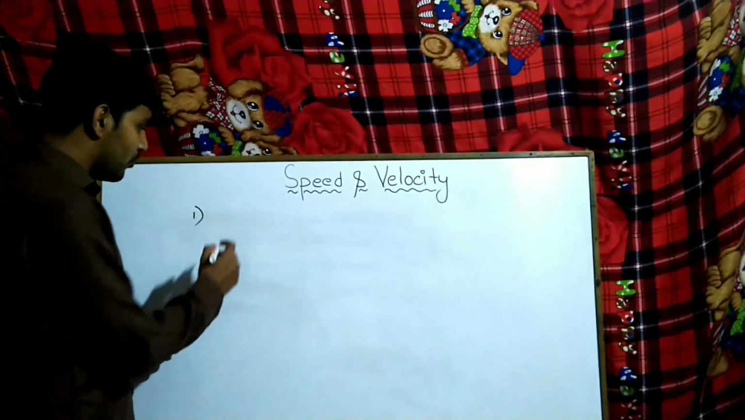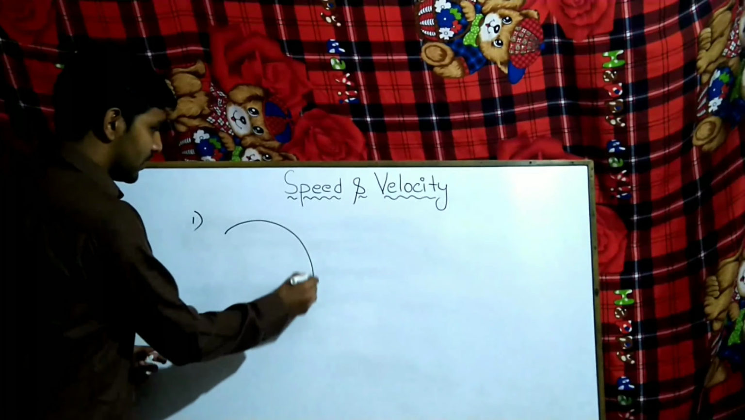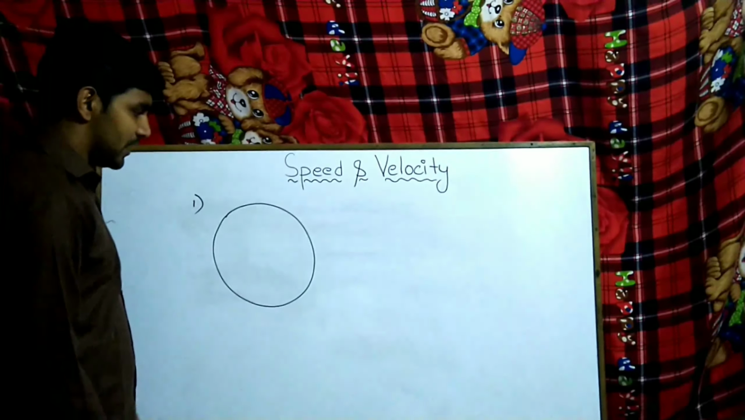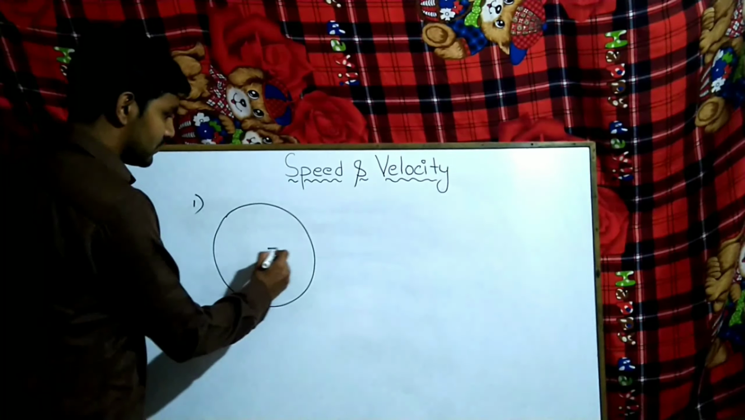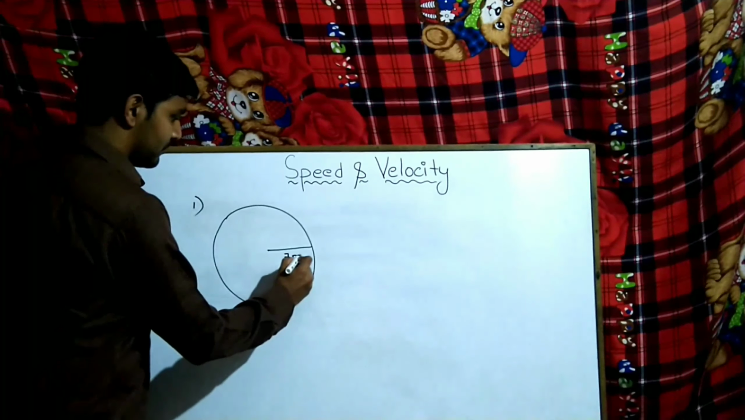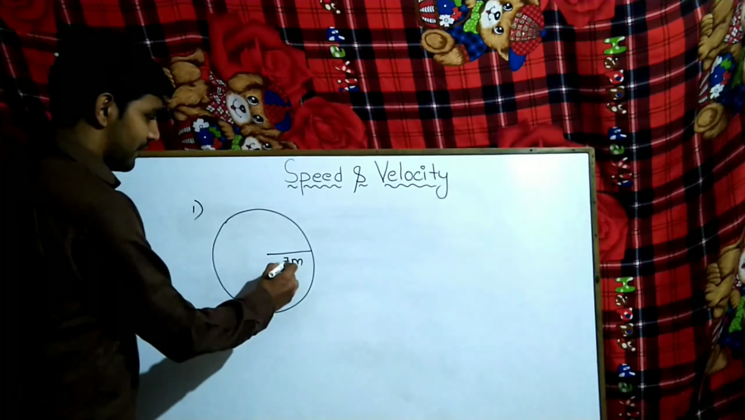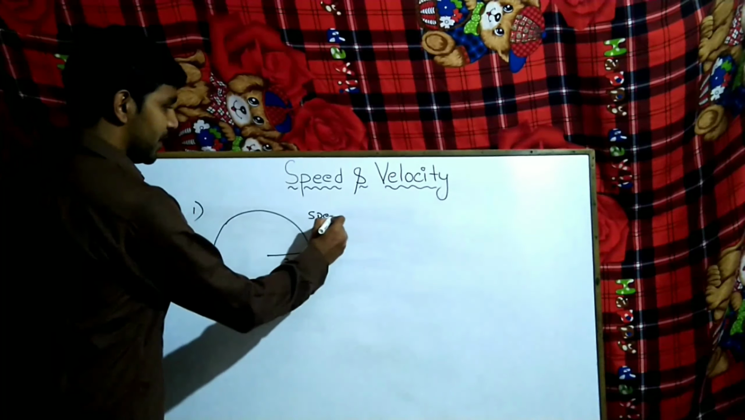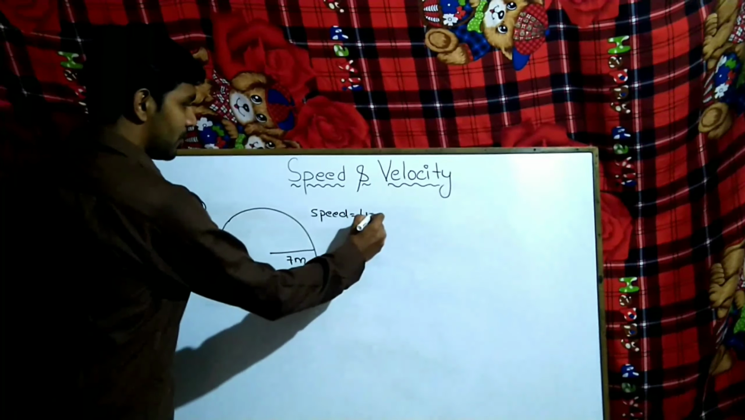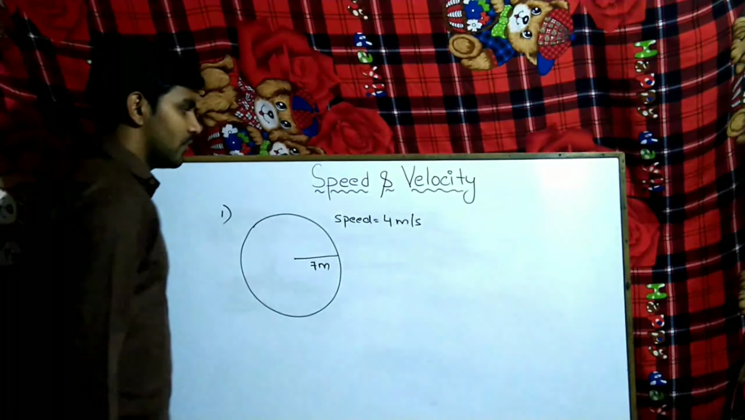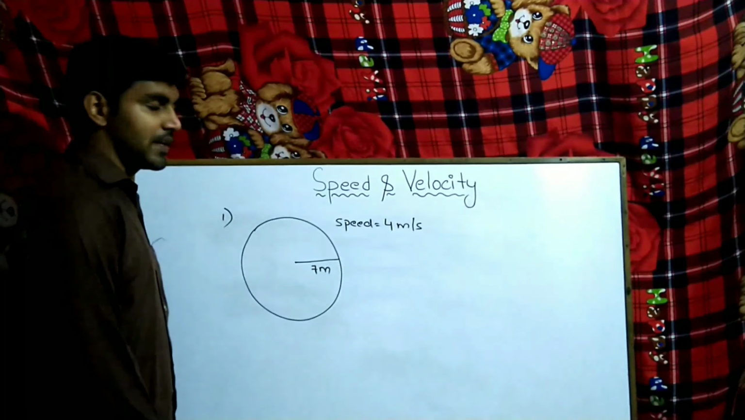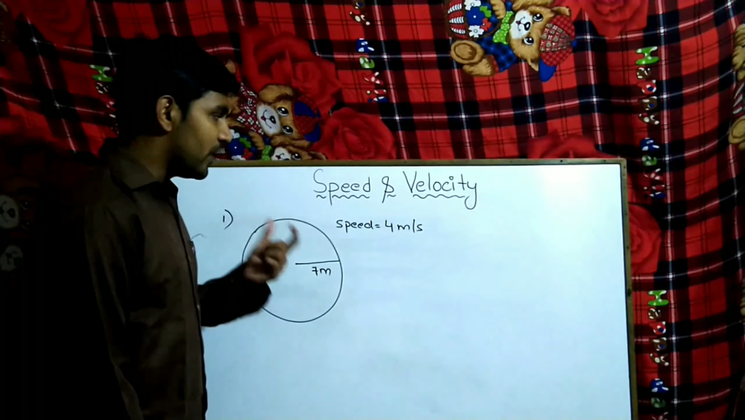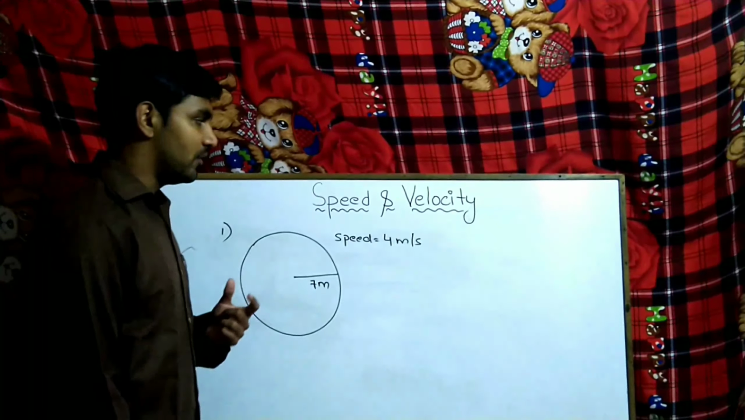Say a body is moving in a circular path with a radius of 7 meter, with a speed of 4 meter per second. We have to find the average velocity.